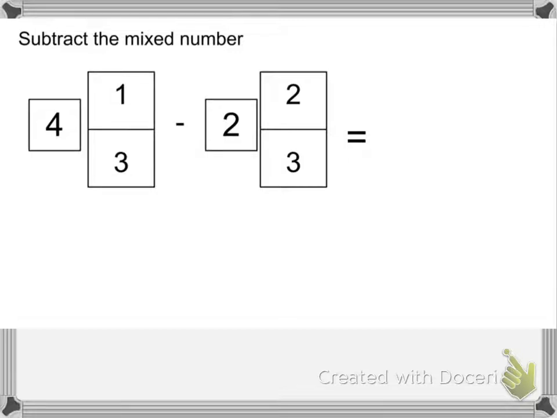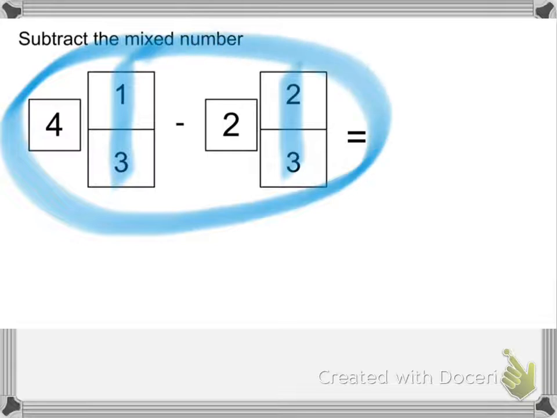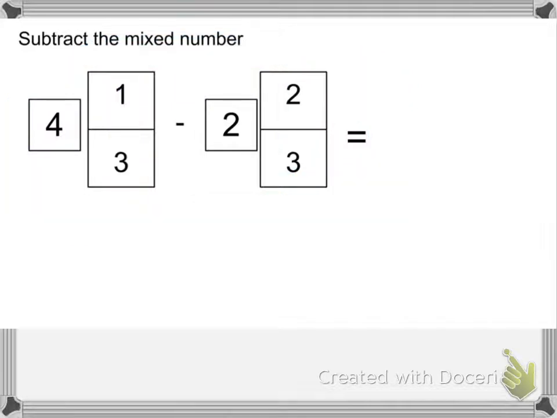Again, since my first fraction is smaller than my second fraction, I have to turn these two mixed numbers into an improper fraction. Okay, so I'm going to do 4 times 3 plus 1. 4 times 3 equals 12, plus 1 equals 13/3.